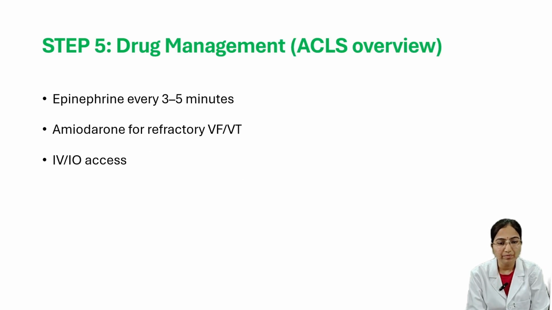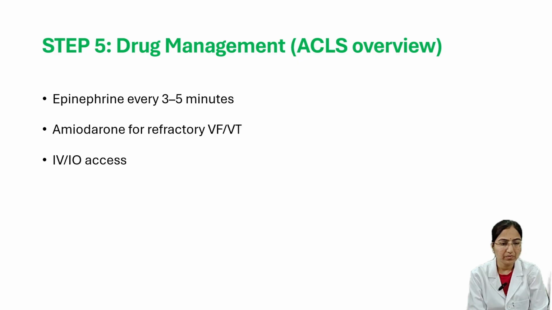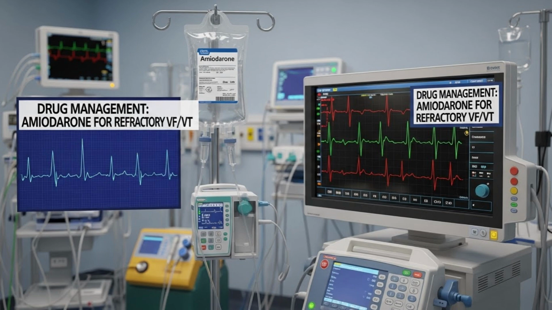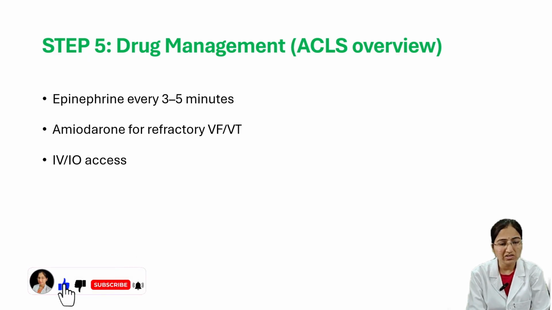We'll see the next step, that is drug management. Here, epinephrine every 3 to 5 minutes, and also amiodarone for refractory ventricular fibrillation and ventricular tachycardia, given intravenous or intraosseous. Intravenous in the sense in the veins, and intraosseous is nothing but in the bone marrow.